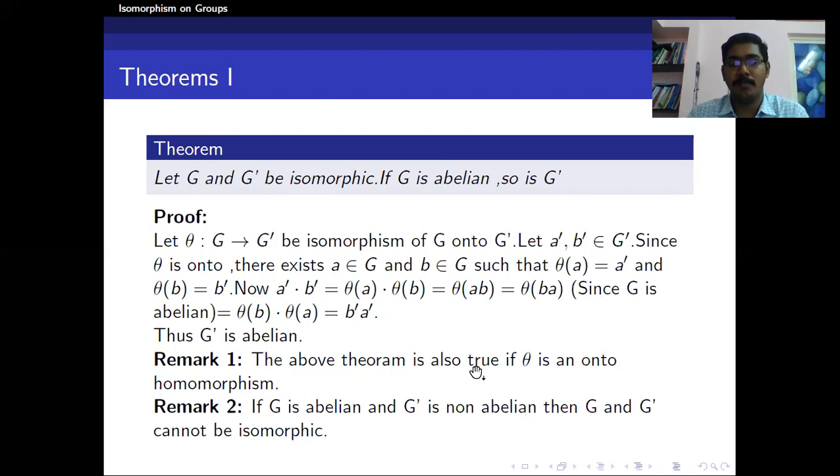So the above theorem is also true if theta is an onto homomorphism and G is abelian. If G dash is non-abelian, then G and G dash cannot be isomorphic. So that is a very important remark. If both are abelian, the theorem is true. Suppose G is abelian and G dash is non-abelian, then there does not exist any isomorphic map between G and G dash.